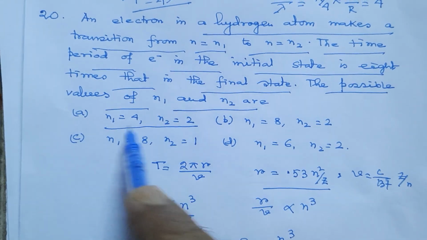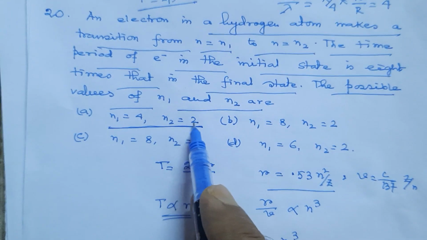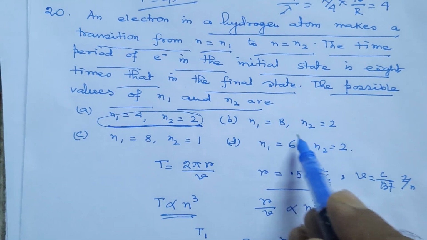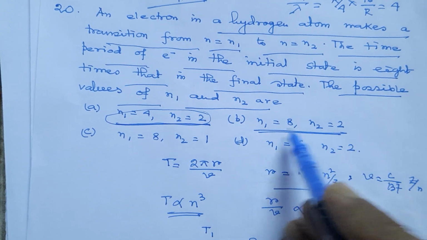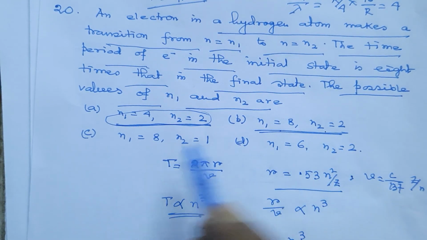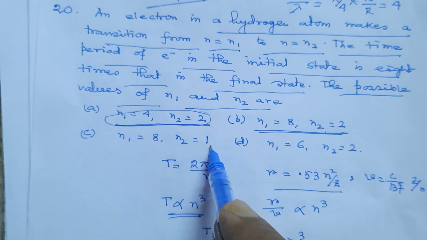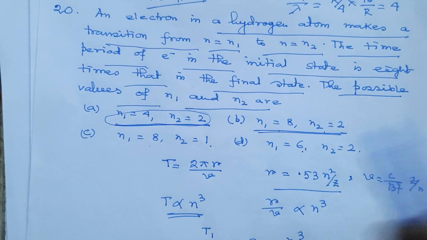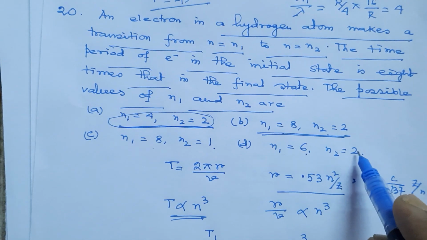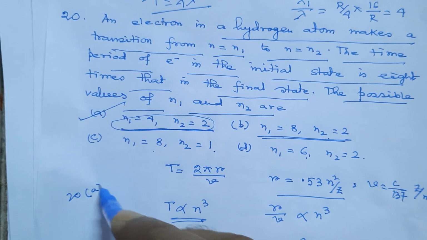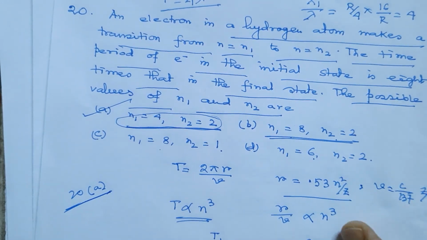In the first option, n1 is 4, n2 is 2. So the condition is actually satisfied here. But in the other options, in option B, n1 is 4 times n2. Option C, n1 is 8 times n2. And in option D, we find that n1 is actually 3 times n2. So the correct option is A. So the actual answer to the question number 20 is A.